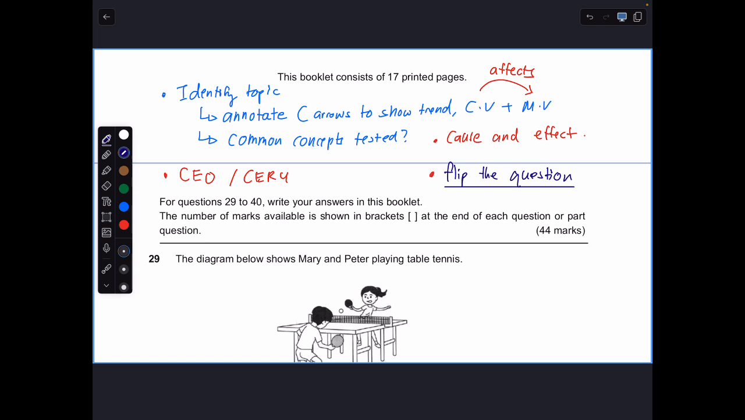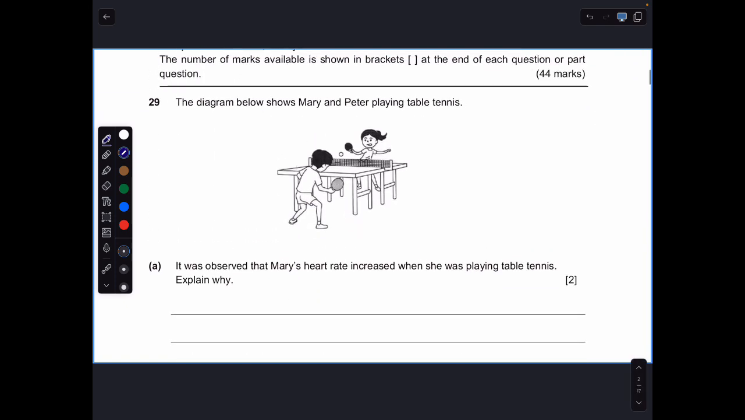Okay, so without further ado, let's start off with the first question, so that I can show you what I meant. The diagram below shows Peter and Mary playing table tennis. It was observed that Mary's heart rate. So I said to identify topic. So this is what? Circulatory system, isn't it? This would hint to me that it's got to do with my circulatory system. It is what it is.